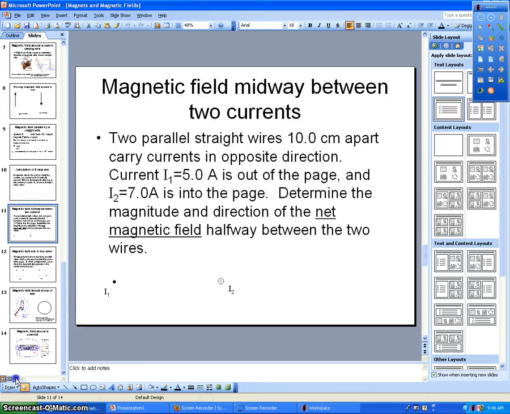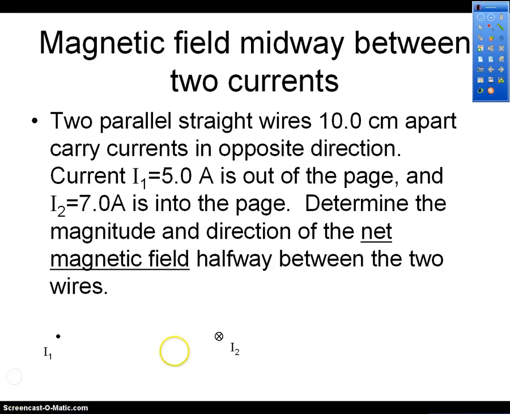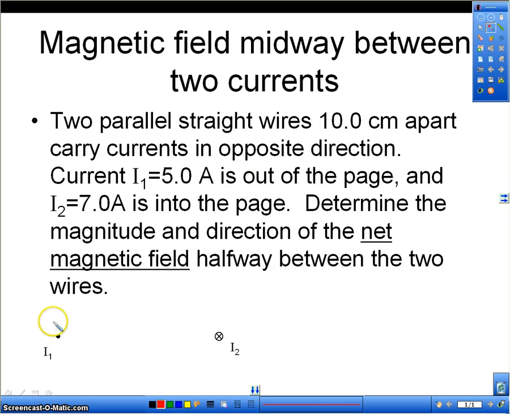Okay, so I got cut off in the middle of this one, so let me go ahead and continue on with it. So we were talking about how we have a current of 5 amps here and another current of 7 amps here, and we were trying to figure out the total magnetic field in the middle.